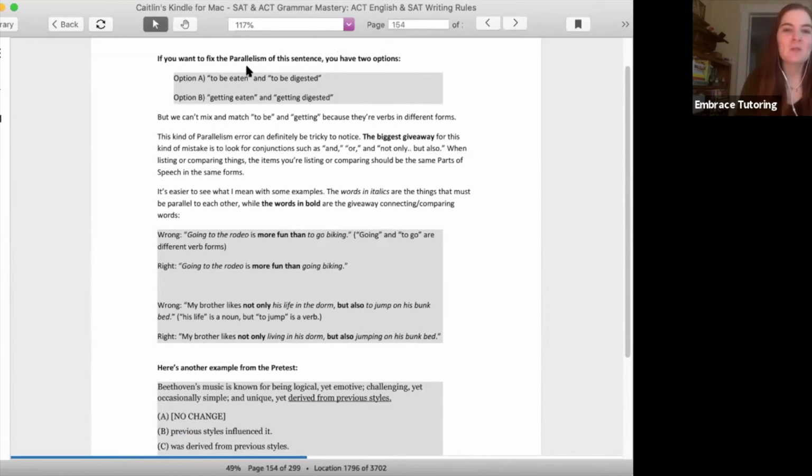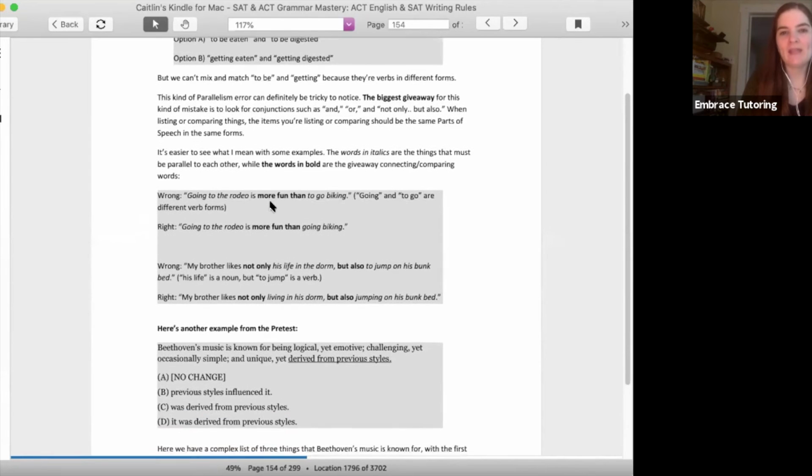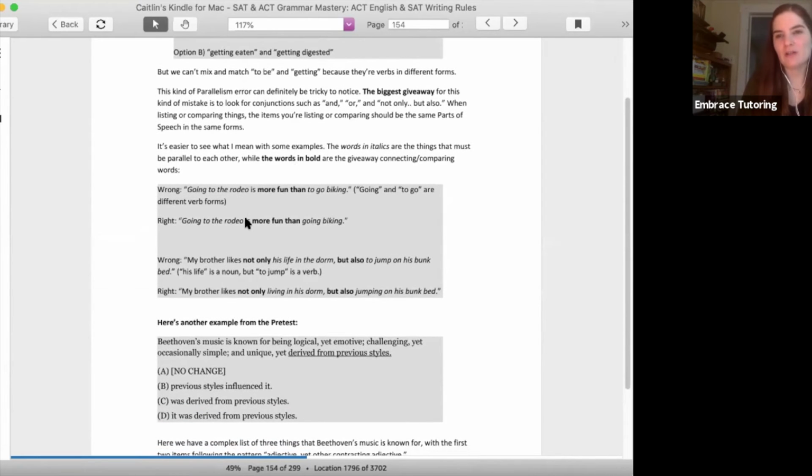So anyway, parallelism here: to be eaten and to be digested would be the appropriate form, or getting eaten and getting digested. Getting eaten and getting digested is imprecise. So even if it's a technically valid form for grammaticality, it would be stronger writing to use to be eaten and to be digested than the getting eaten and getting digested form. So we can't mix and match these. You have to make sure it is matching. Basically, it's paralleling with what your items are that are being discussed.